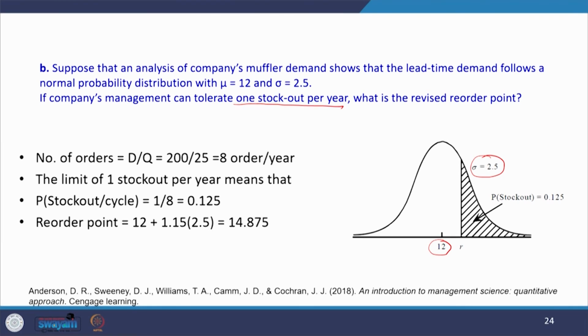First we have to find out the stockout probability that they can tolerate. For that we should know the number of orders. So, the number of orders is equal to D upon Q star. Q star is given in the problem as 25. So, 200 divided by 25 is 8 orders per year. The limit of one stockout per year means, what is the probability of a stockout? 1 upon 8, which is 0.125. So, this area is 0.125.